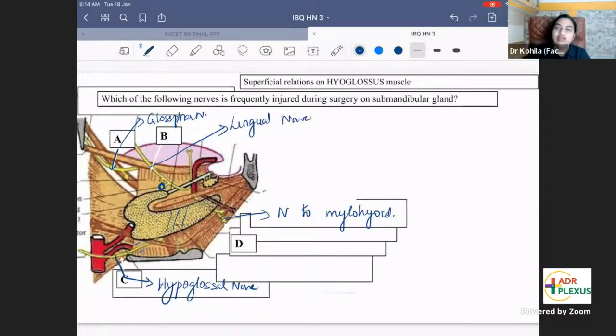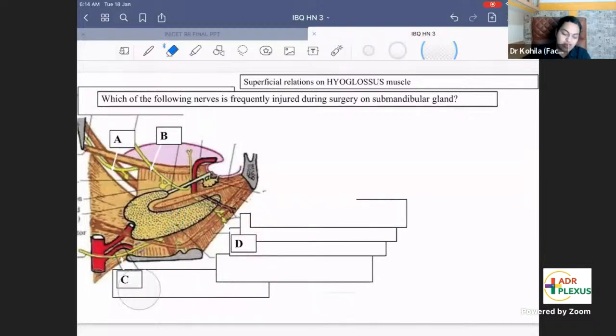So what do you think is the right answer for this question? The nerve that is frequently injured during surgery on submandibular gland? Option? Yes, very good. Option B, the lingual nerve. The lingual nerve presents a triple relation with the submandibular duct that you see here. Initially, it is above and lateral. Then it winds around its lower border, ascends medial to it. This we call the triple relation of lingual nerve to the submandibular duct.